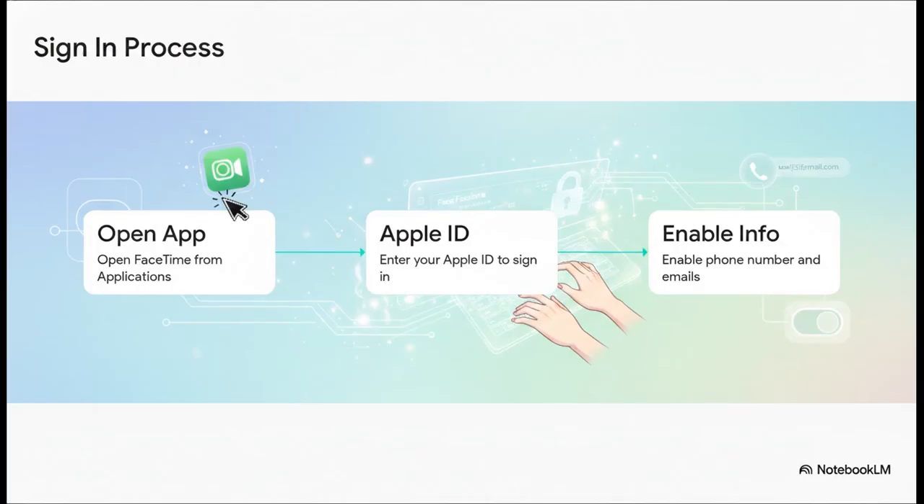Getting signed in on your Mac is just an entirely frictionless process. It's literally as easy as 1, 2, 3. You simply open the app from your Applications folder, enter your Apple ID, and then explicitly route which phone numbers and emails you actually want to be reachable at. It's a completely streamlined setup built for efficiency. We're talking maybe 30 seconds before you're fully connected and ready to deploy it for your workday.